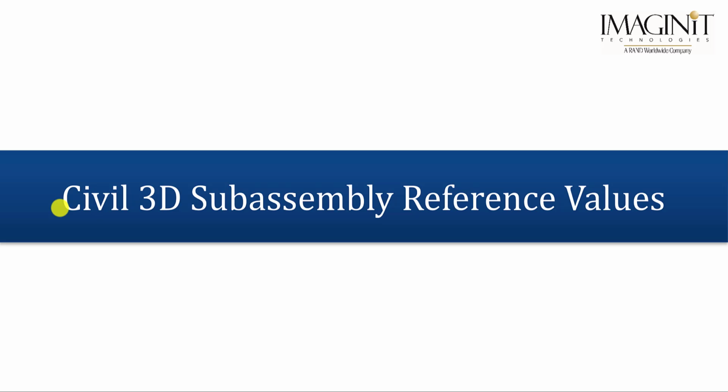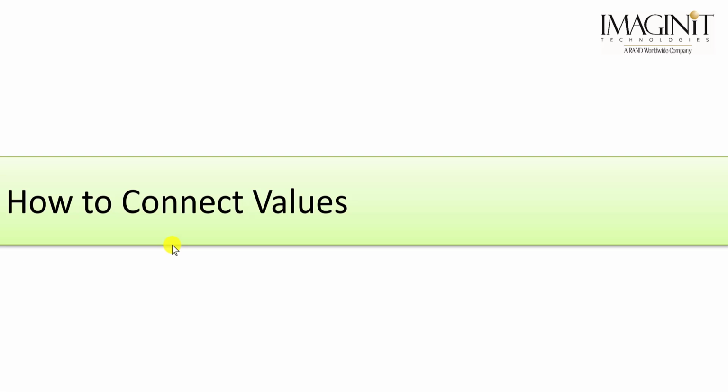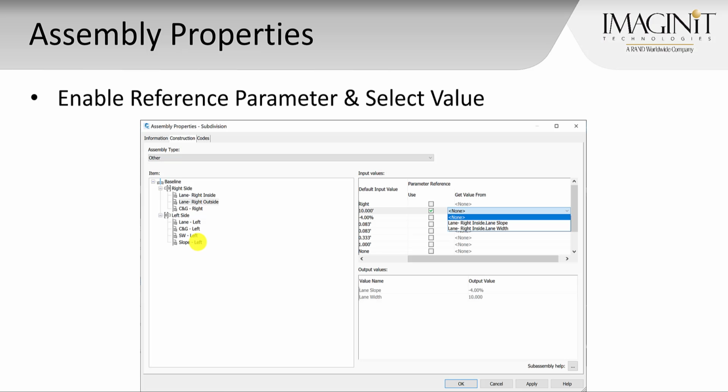In this video, I will show you how to enable subassemblies to pull values from each other. The important part here is how to connect those values. This is all done from within the assembly properties. You will focus on a particular side, enable the parameter reference column, and then choose the value that you need. There's not much complicated functionality inside of here, so let's just jump directly into the demonstration.